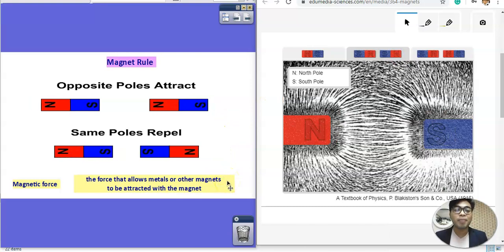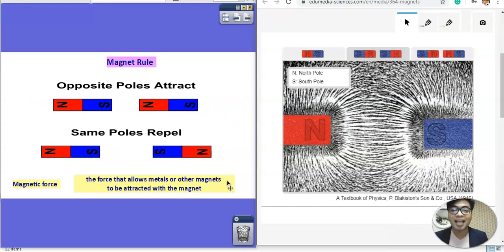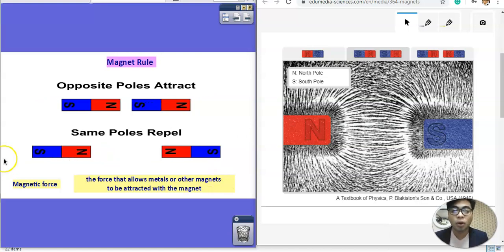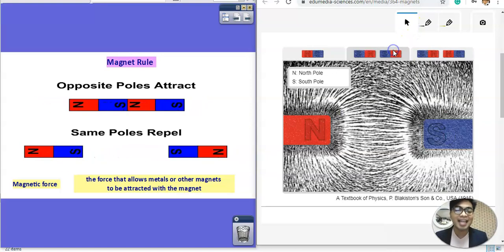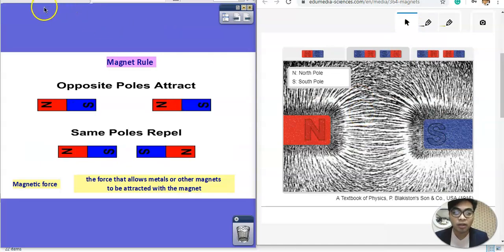So according to the magnetic rule, opposite poles always attract and same poles always repel. And what are these same poles? It can be north and north, just like this one, or just like the one in the active board, south and south. However, opposite poles always attract. That's between north and south, and this is how the magnetic force would look.